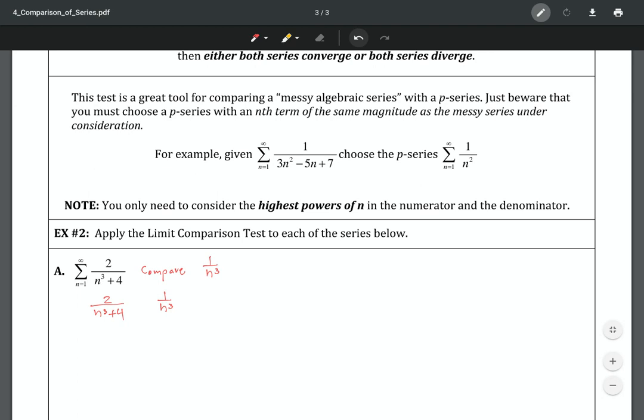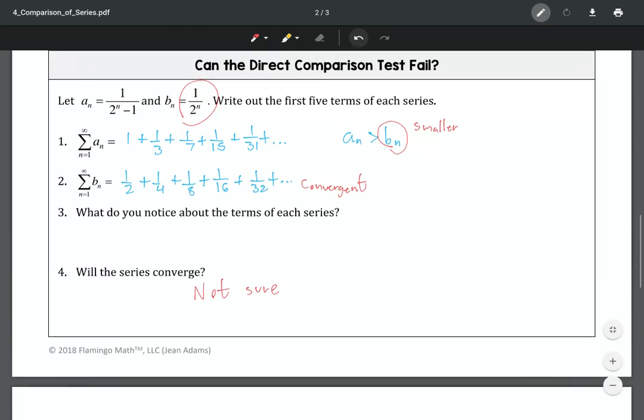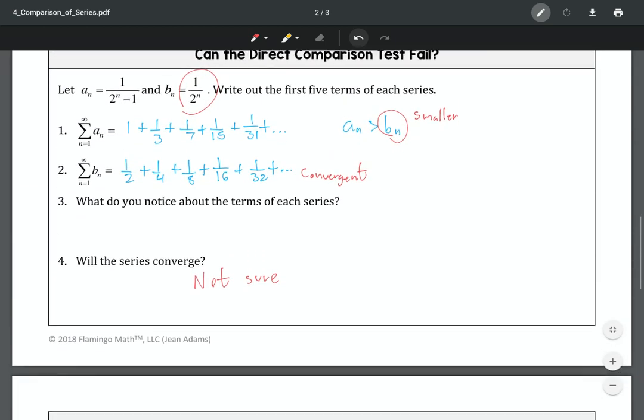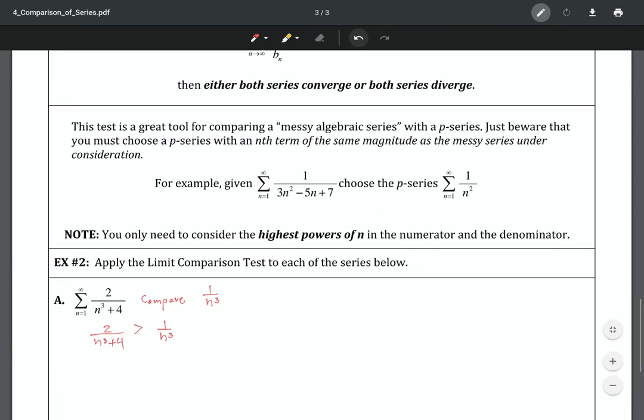If I were trying to figure out which one's bigger, let's see, we know it's less than a of n. So is that bigger? Is that true? Okay. So if that one's smaller, we would be basically hoping that this is divergent, but it's not.